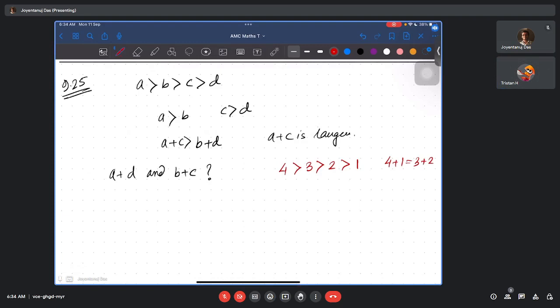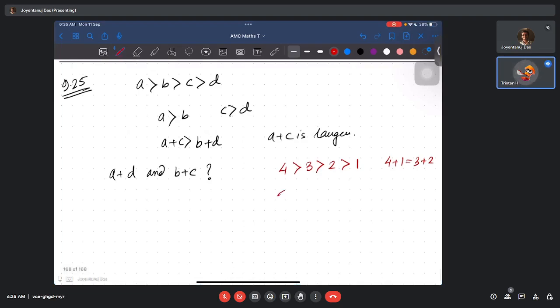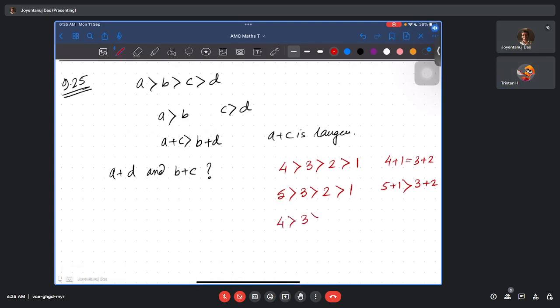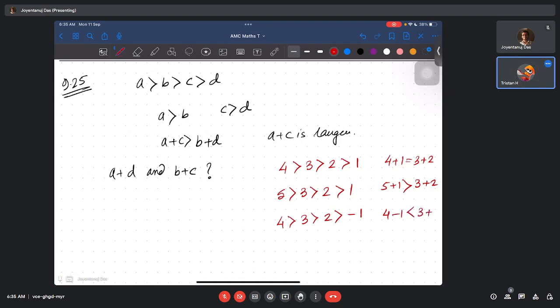That is fine. You also have to give an example where A plus D is smaller, otherwise a contradiction will come. Yes, and I was going to give the example for that. If A was 3.1, then it would be smaller than B plus C. Yes, but instead of going decimal, you can do a negative one instead of 1. So that also works. So we cannot compare. A plus D and B plus C, you cannot say which one is larger.